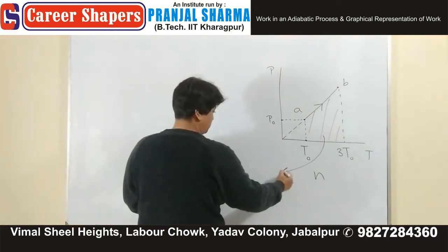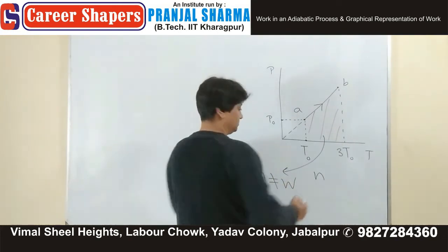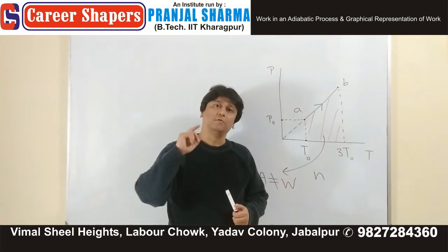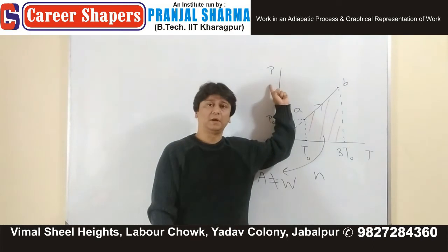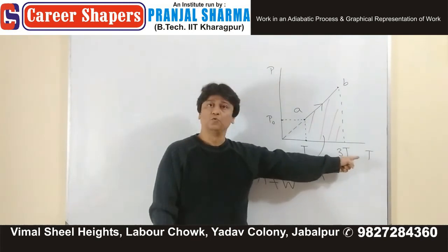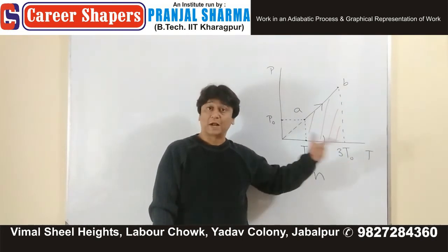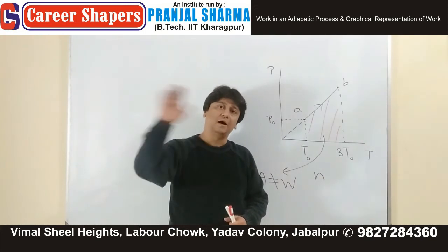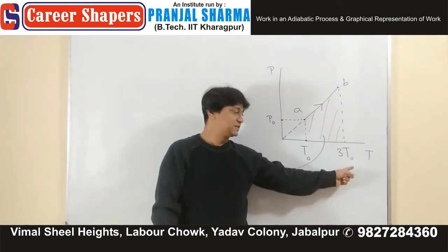If somebody goes for this area, it is not work. Why? Because work is calculated when the graph is plotted between P and V, whereas this is temperature. Look at the statement which we have written: area between graph and volume axis in a P versus V graph. This is P versus T.